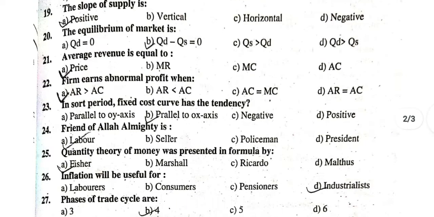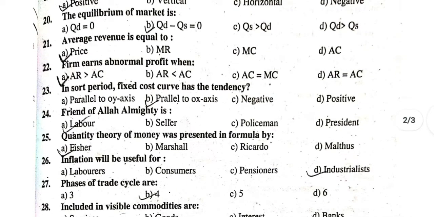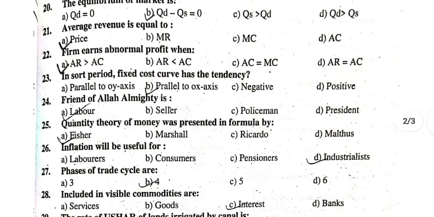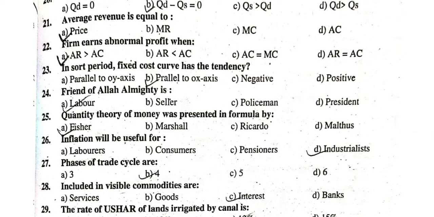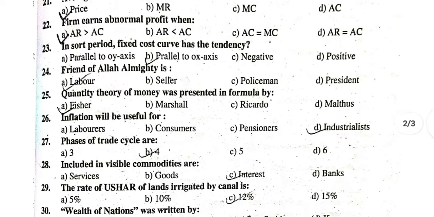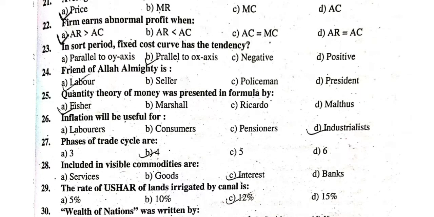27. Phases of trade cycle are 4. 28. Included in visible commodities are: A. Services, B. Goods, C. Interest, D. Banks. Included in visible commodities are goods. The rate of ushr of lands irrigated by canal is 12%.